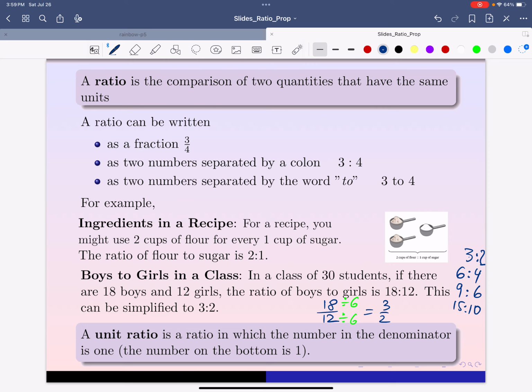A unit ratio is a ratio in which the number in the denominator is 1. So the number on the bottom is 1.